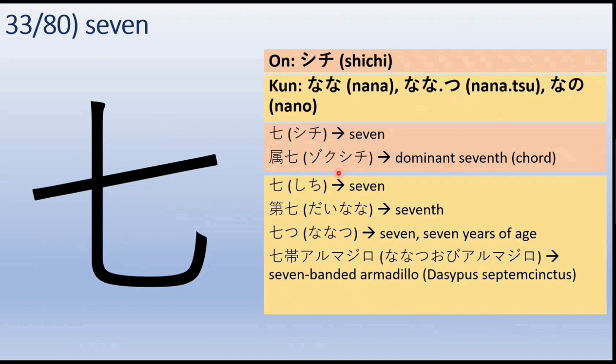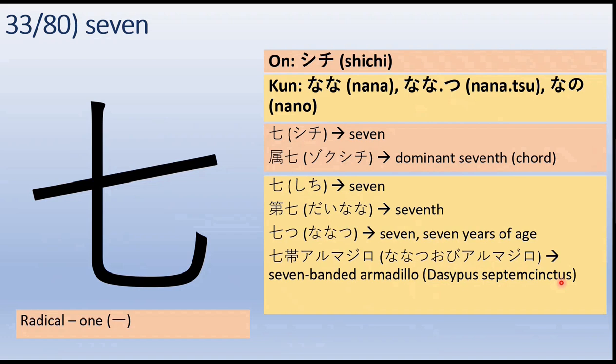In Kun'yomi, we have Shichi as 7, we have Dainana as 7th, then we have Nanatsu as 7 years of age, and then we have Nanatsu Obi Arumadiro. This is Nanatsu Obi Arumadiro, which is the 7 banded armadillo, that is Dasypus septemcinctus.